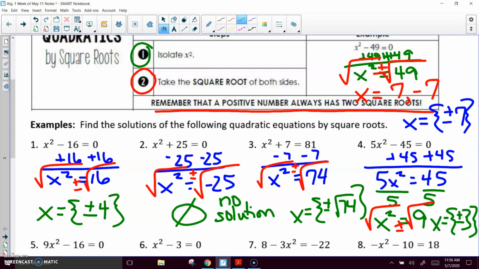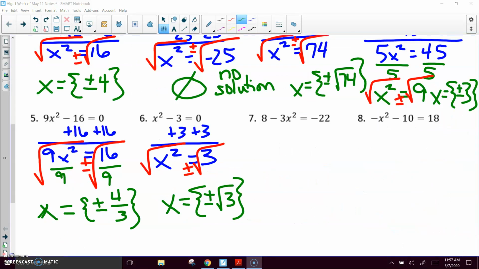Take a moment to work through 5 and 6. Select pause, work through 5 and 6, and then come back to check.